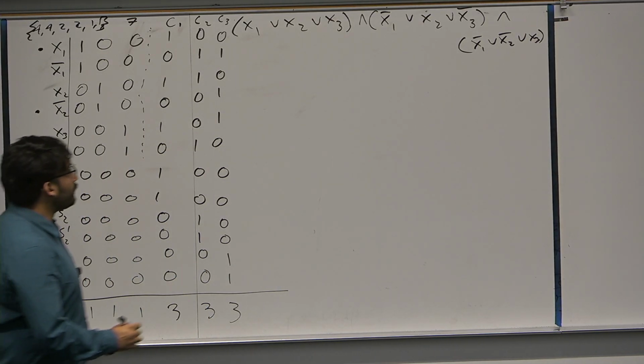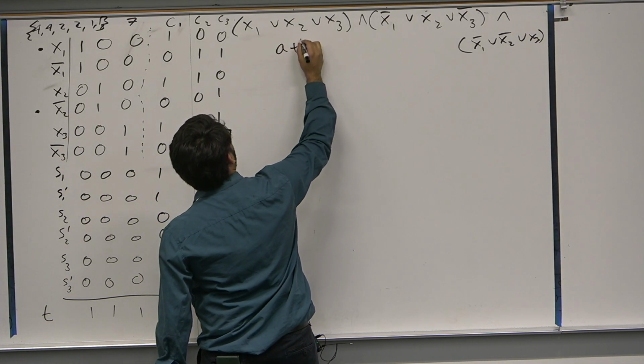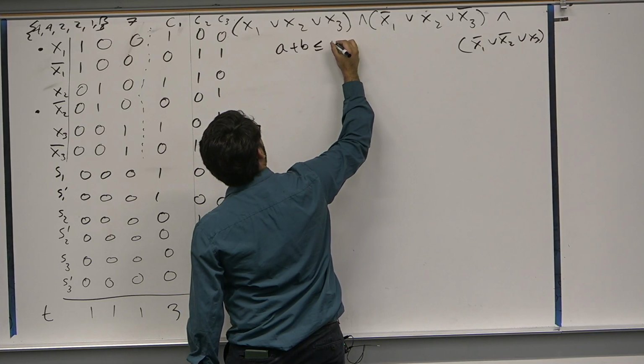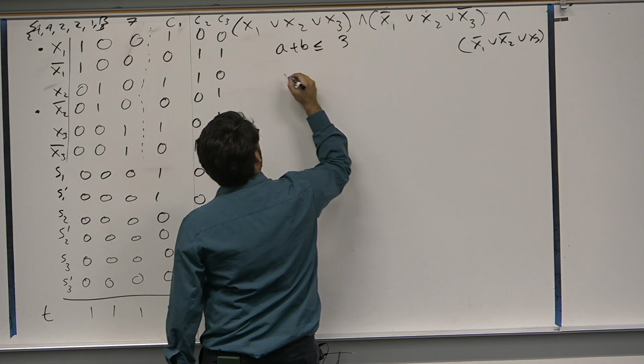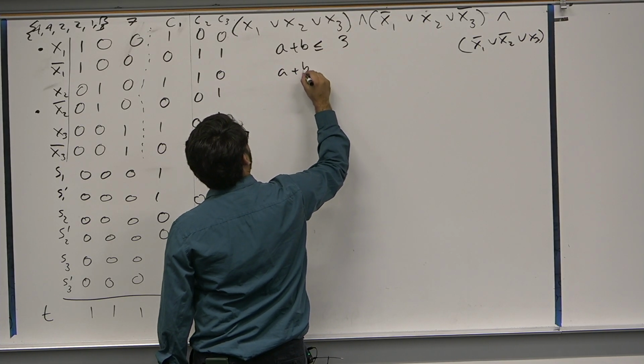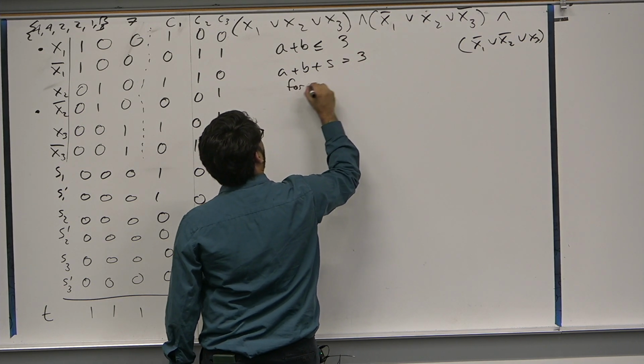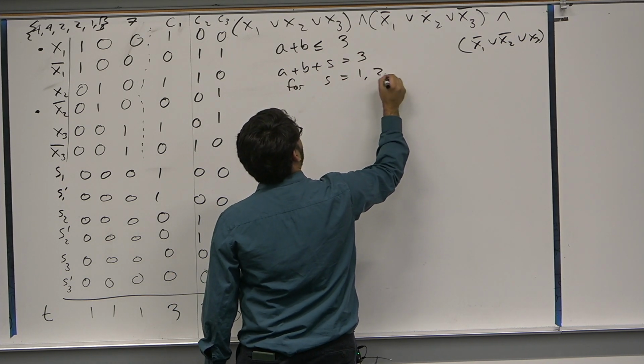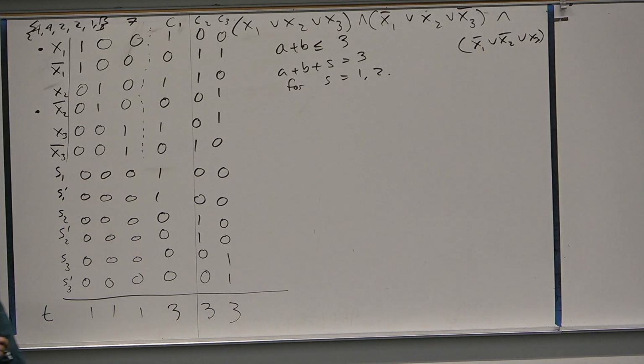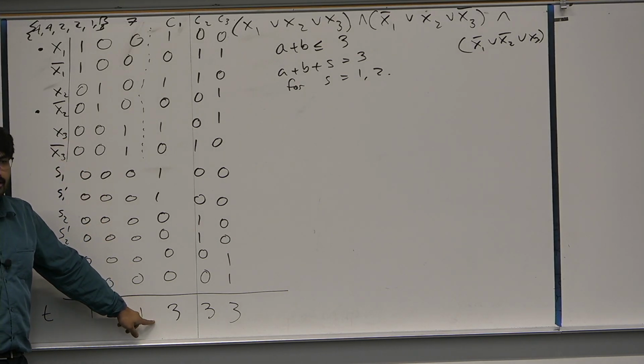Analogously, if, let's say, a plus b is less than or equal to 3, then a plus b plus some slack is equal to 3 for s equal to 1 or 2, right? The slack is there to make an inequality an equality. It just simply lets you talk about equality. So notice here, though, we need to sum to something that's 3, right?